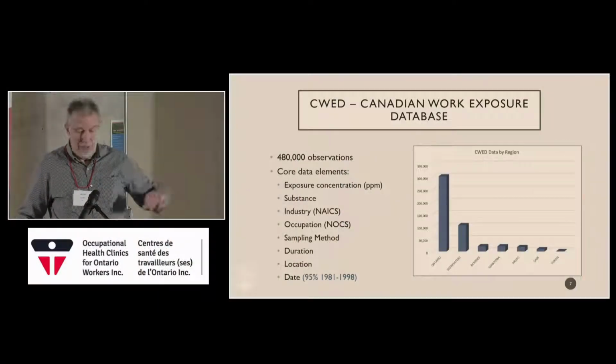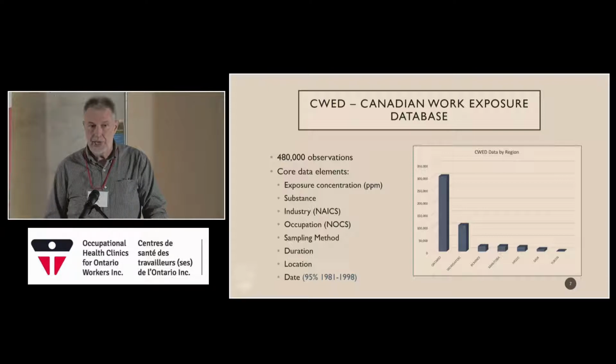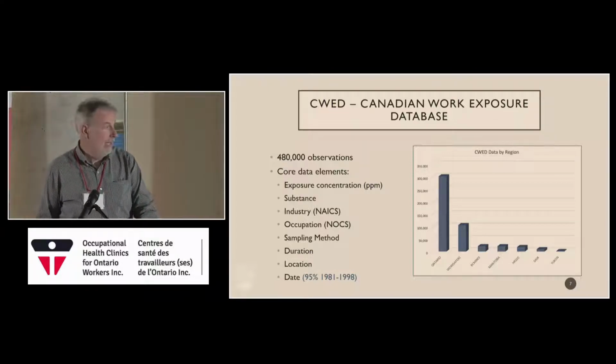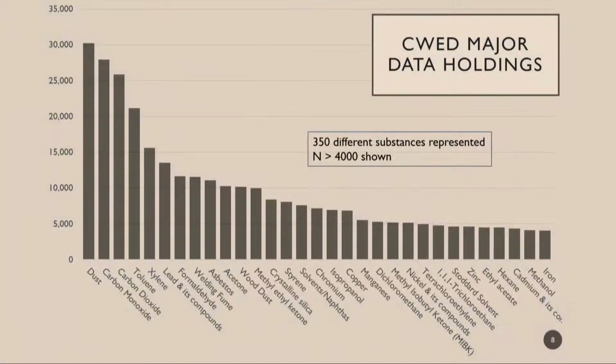As you can see, this is similar information to the previous graph. The bulk of the data is from Ontario, and then BC mines, and then the other provinces and so on. To give you an idea of what's in the database, in terms of what substances are represented, there are over 350 different substances that have at least one observation of data. This is a frequency diagram showing all of the substances with more than 4,000 measurements. You can see the most reported substance is dust, with almost 30,000 measurements, then carbon monoxide, carbon dioxide, and so on. Solvents very heavily monitored, asbestos, welding fume, lead. No big surprises there. I just want to give you a sense of the kind of data holdings.